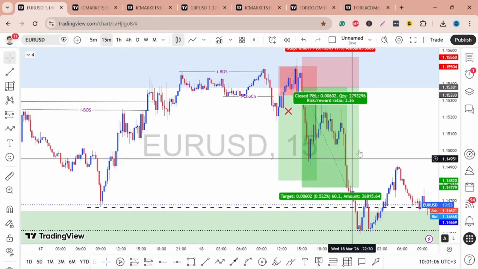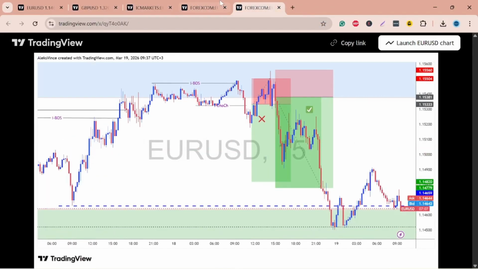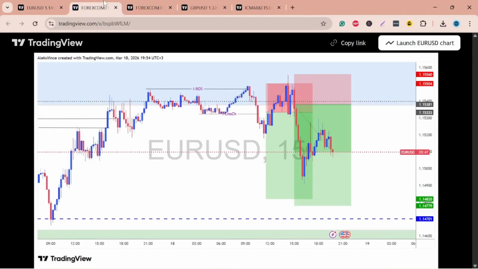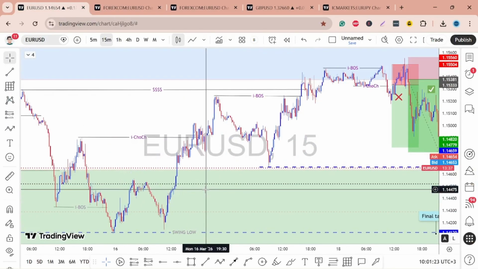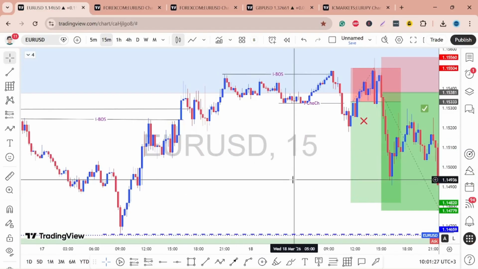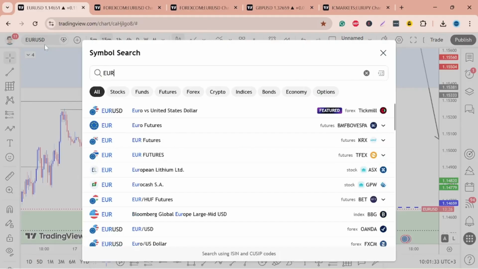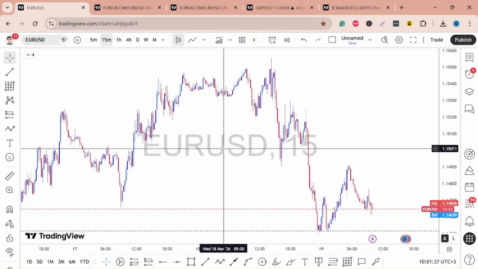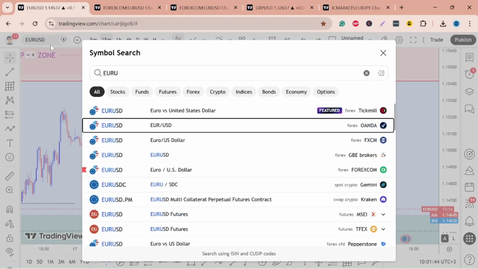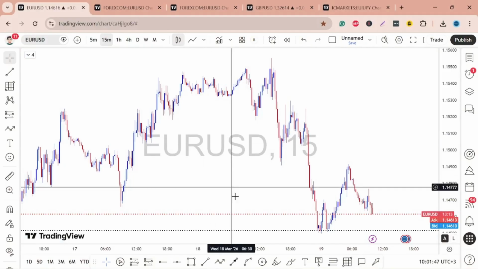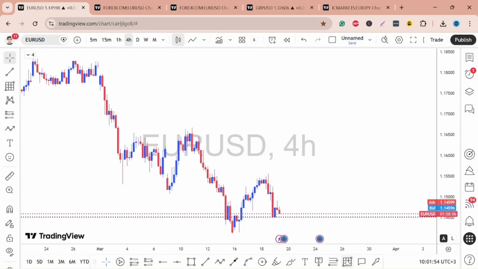Now that setup was Euro JPY, and this next one is Euro USD. Let's just break it down and go straight into it. So for Euro USD, same context of the market. I think I'll not even go to a cleaner chart, I'll just use this one that I was highlighting. But for the purposes of the viewers, let me go to a new chart and show you what I was looking at from the higher time frame context. So from the higher time frame context, this is what we had.